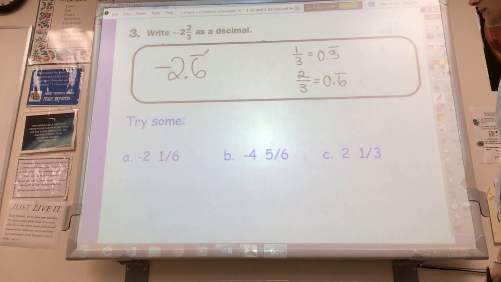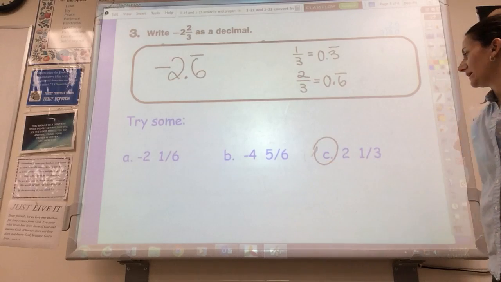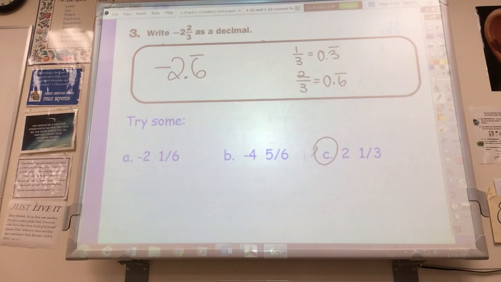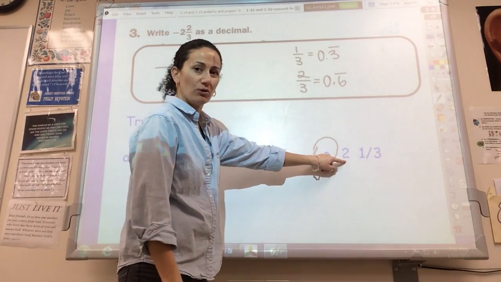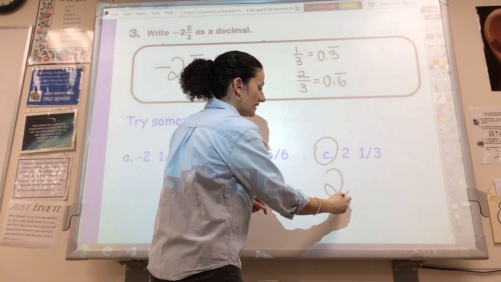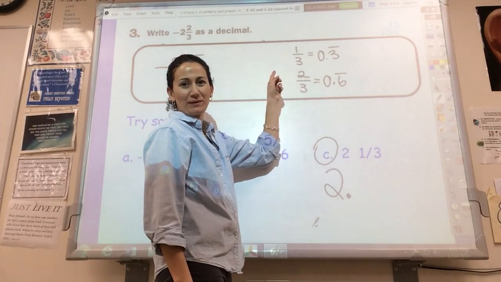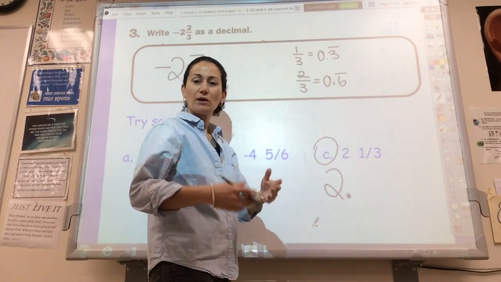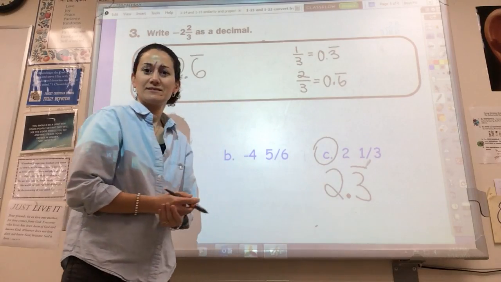So why don't you try this one right here. Pause the video and try C. Unpause it. Write 2 1/3 as a decimal. All right, let's take a look at how you did. Remember, this is a whole number, so we're just going to put that to the left of the decimal point. There's my decimal. And remember the thirds? We just talked about them. 1/3 is 0.333. You can check it out by dividing if you want. 1 divided by 3. But your answer should look like that.